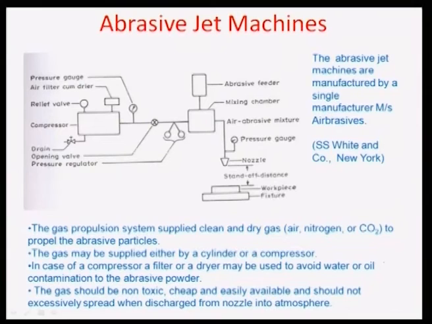Now, let us look into another aspect of how this abrasive jet machine normally is, or what kind of parameters we need to monitor while designing such a machine or a system. So, typically all these abrasive jet machines are manufactured by a company called Air Abrasives in New York, and they are probably one of the single manufacturers for this particular system. If you look at the details of the system here, this schematic is very well illustrative of what all components go into an abrasive jet machine.